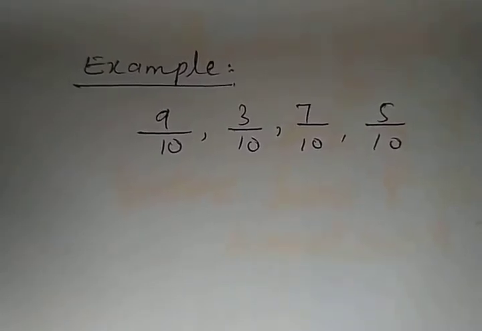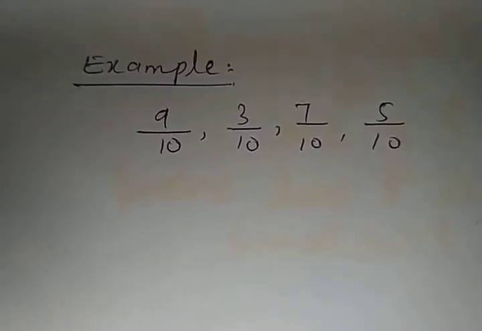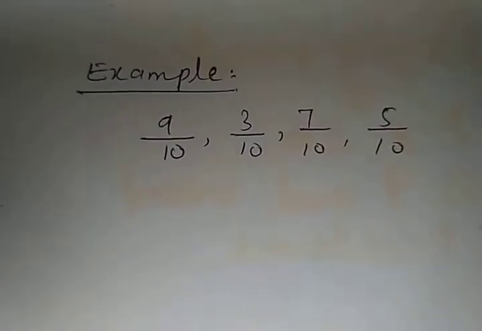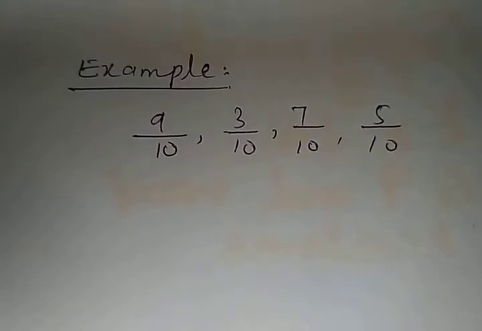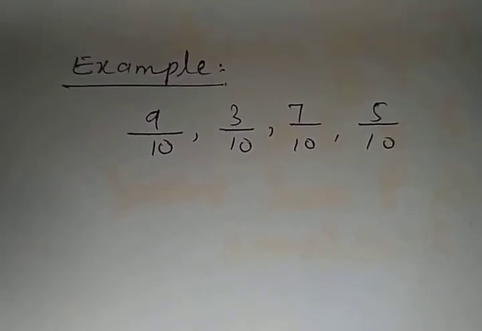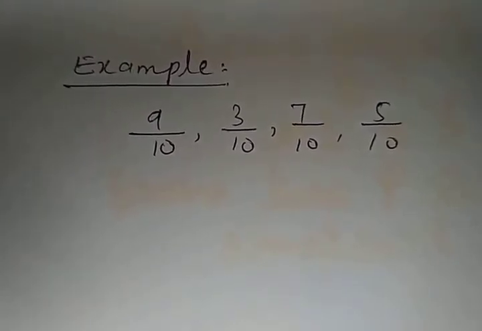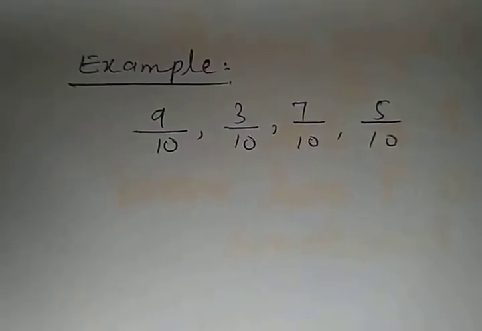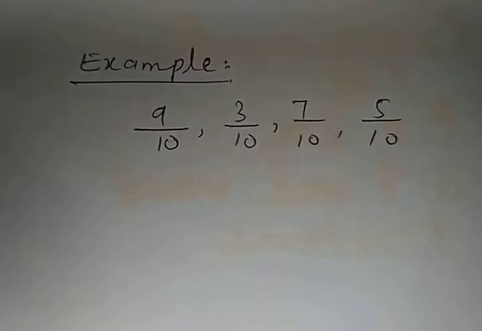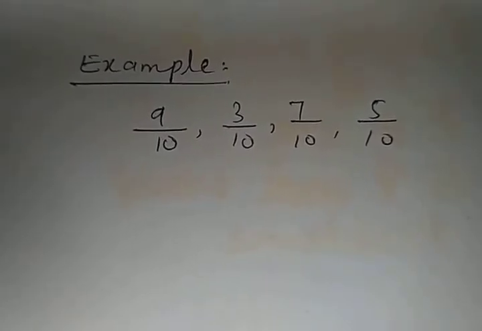When the denominators of the given set of fractions are the same, arrange the numerators accordingly in ascending and descending order. What I mean is, if the denominators are same, look at this example. The denominators are same: 10, 10, 10 and 10. So you have to arrange these numbers accordingly in ascending and descending order.